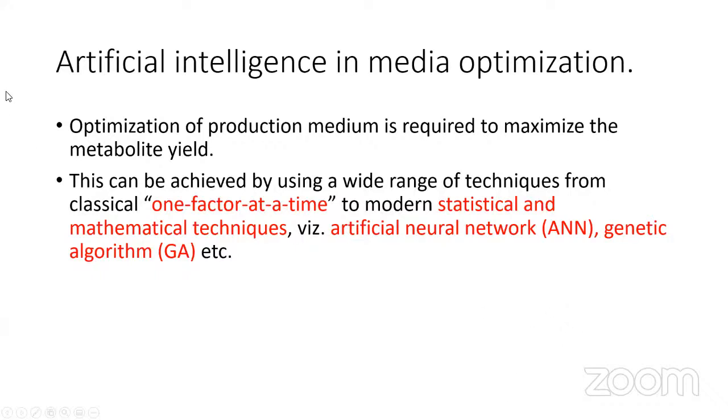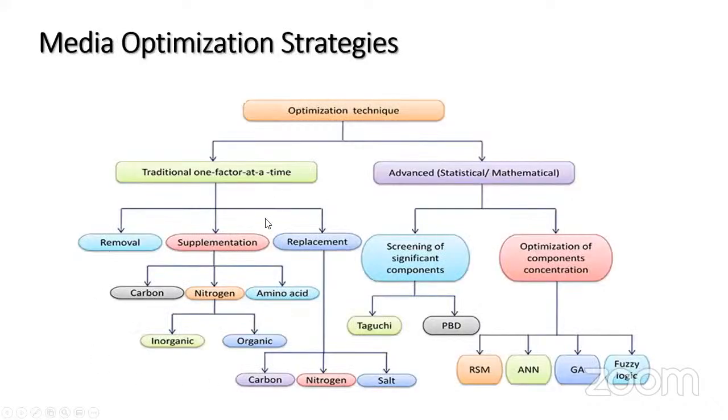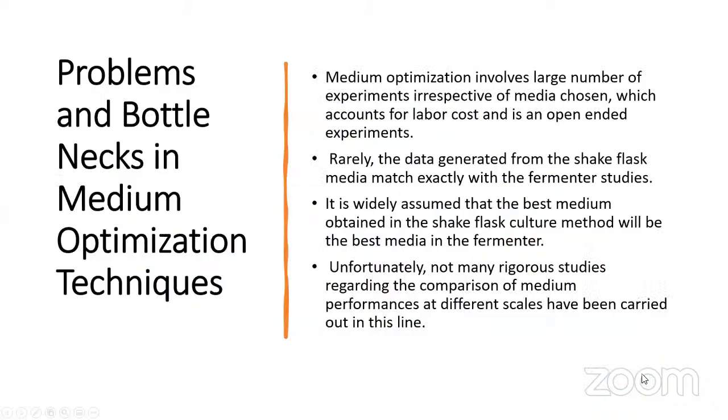And that brings us to artificial intelligence in media optimization, where people are trying to use AI and achieve a whole range of techniques, from the classical one factor at a time to modern artificial neural networks and genetic algorithm mechanisms. So here, there are two ways of optimizing media. One is the traditional one factor at a time method, and you have advanced methodologies wherein you have screening of significant components and optimization of the component concentration through RSM, ANN, GA, and fuzzy logic methodologies. However, there are some bottlenecks in this entire process.